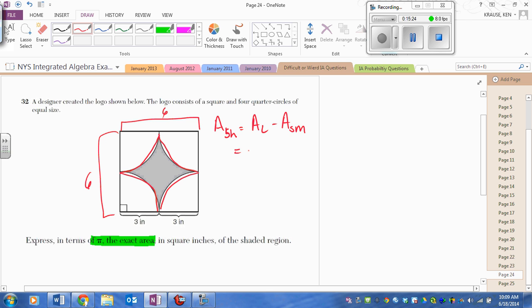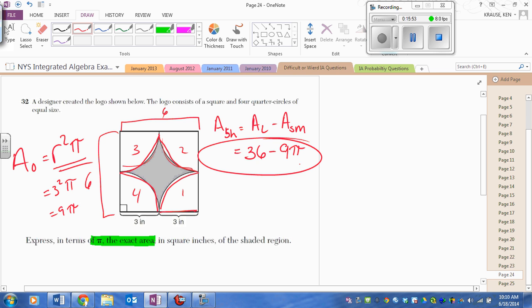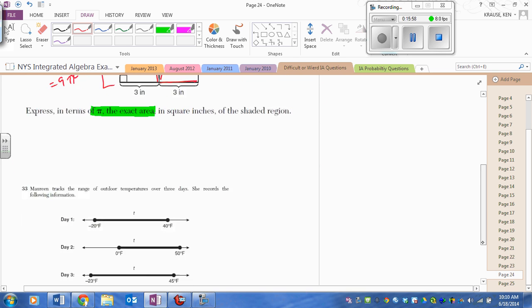So the area of the large shape is 36. We're going to subtract off the area of the circle. The area of the circle is the radius squared times pi. The radius is 3. These four quarters make up one full circle, which is the area of the pieces we're cutting off. So that's 3 squared pi, or 9 pi. My answer is 36 minus 9 pi, and that is the exact answer. Don't put it in your calculator.